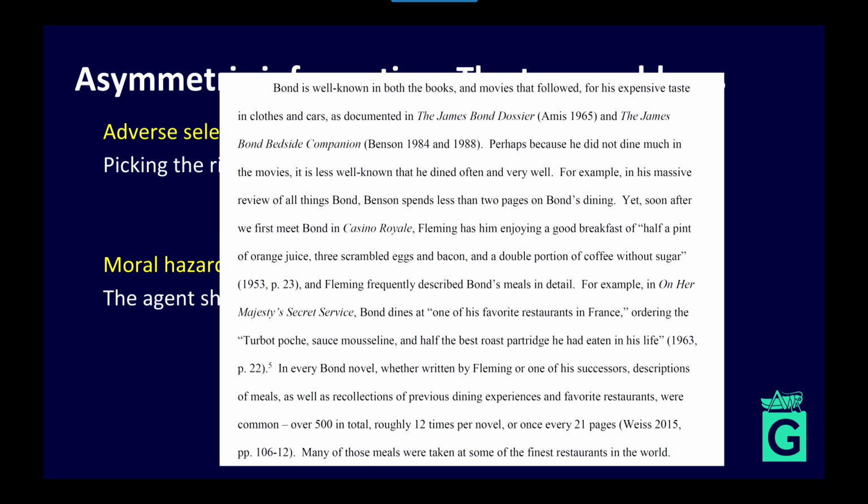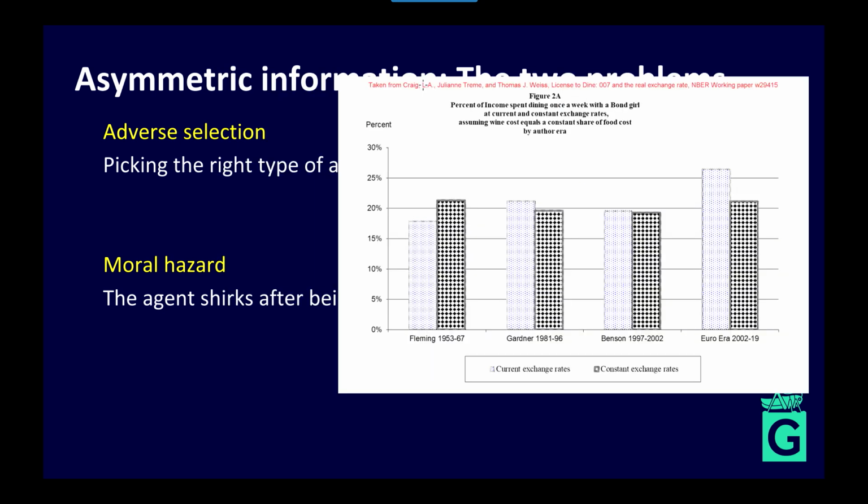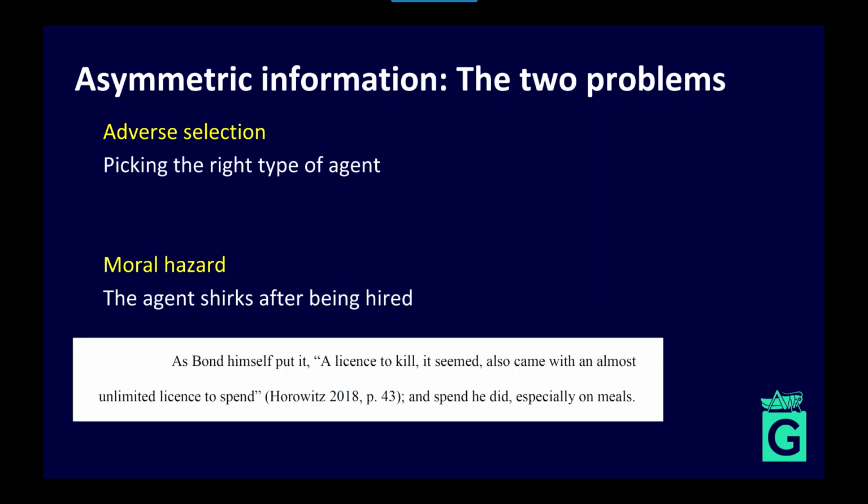And if you take the budget he devotes to that, on his government salary, that would be 25% of his budget. That's a significant amount to eat out on a government salary. So the paper was by Julian Tremm and Thomas Weiss, called License to Dine. And what the paper concludes is a license to kill comes with a license to spend, especially on meals. So that's the moral hazard problem we see.